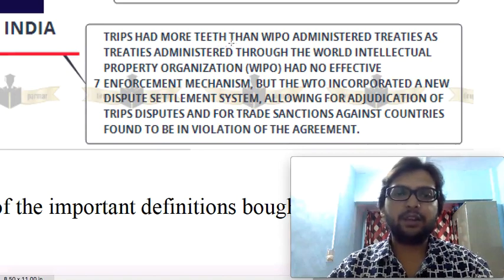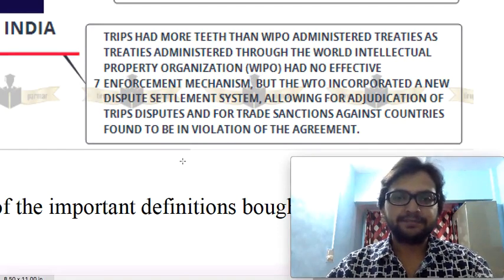TRIPS is one of many agreements here. As you can see, we call them treaties. So we have signed many treaties as well, and in WIPO also we have signed treaties. Now, what do you mean by WIPO? WIPO stands for World Intellectual Property Organization.